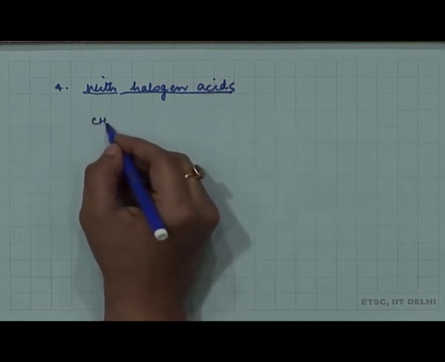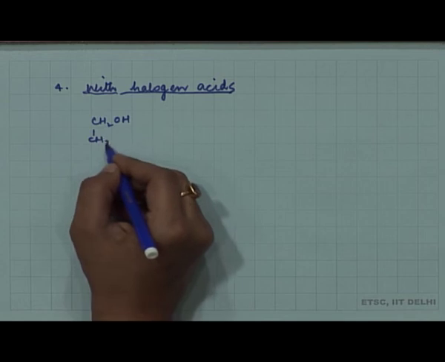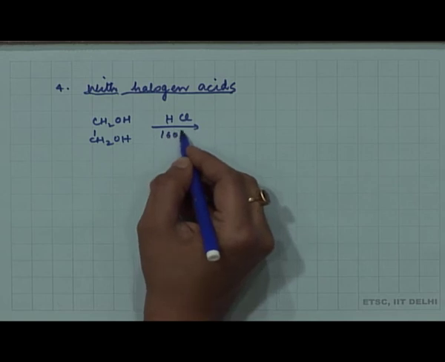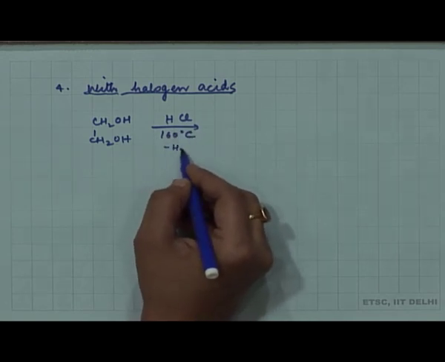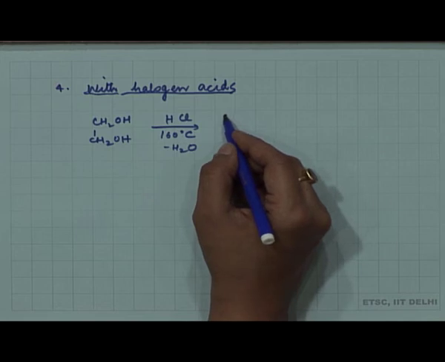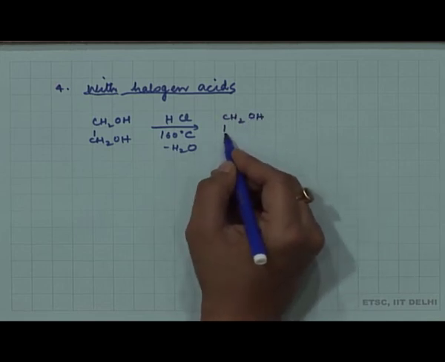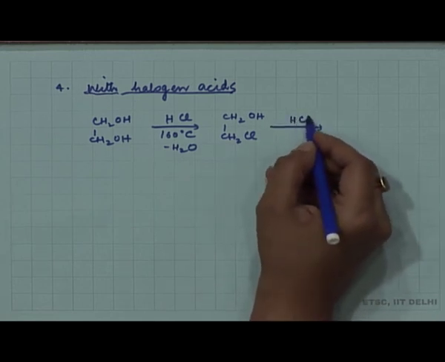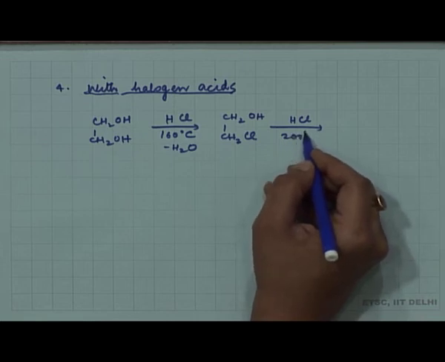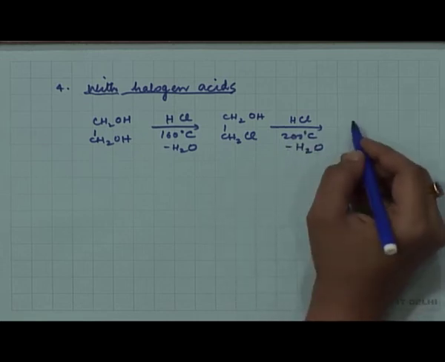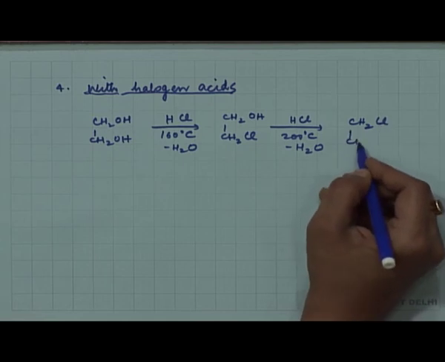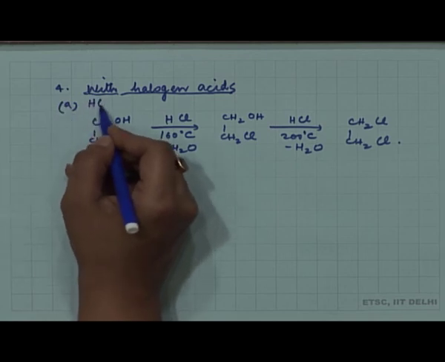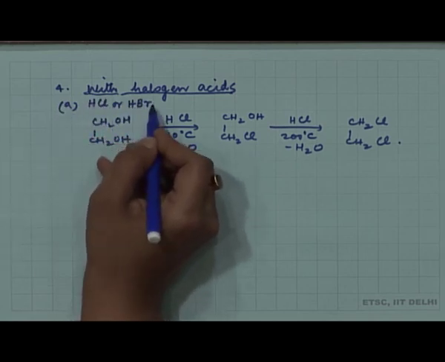So, here also if you start with a glycol and treat it with HCl at 160 degrees centigrade, loss of water molecule, you get a monohalogenated product, and with another equivalent of HCl at relatively higher temperature, 200, will give you a dihalo compound. So, this is with halogen acid, the halogen acid being HCl or HBr, this is the reaction which it gives.